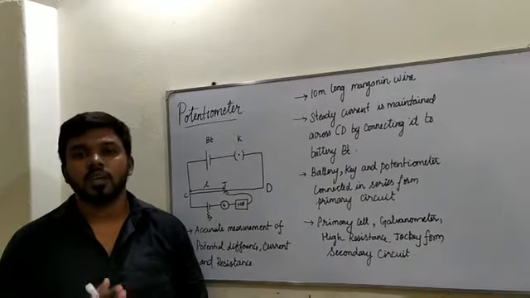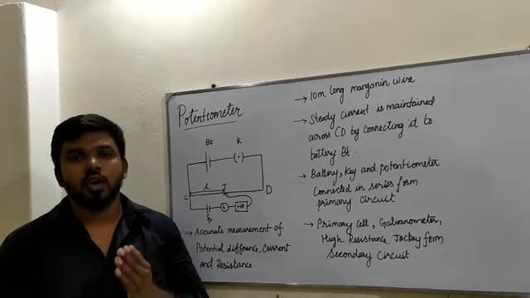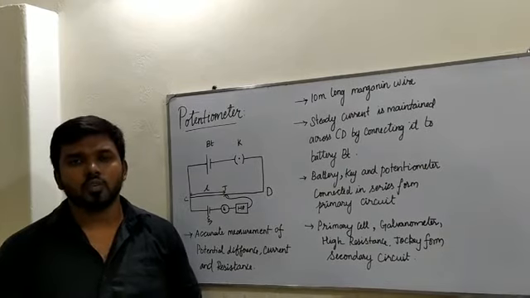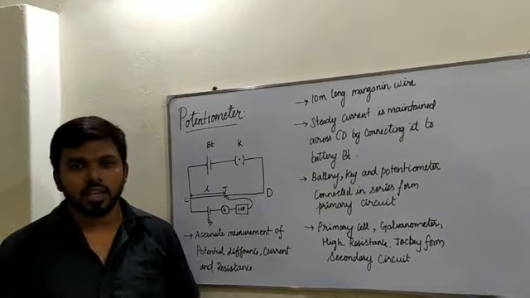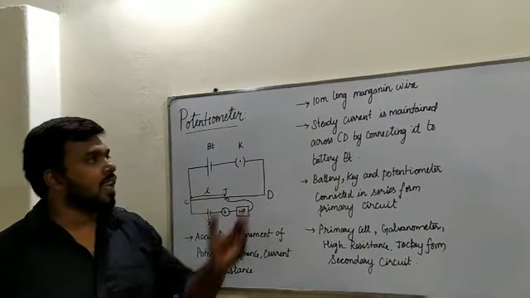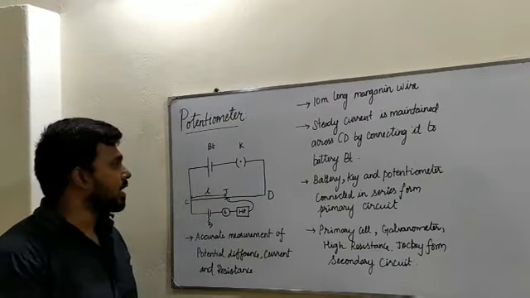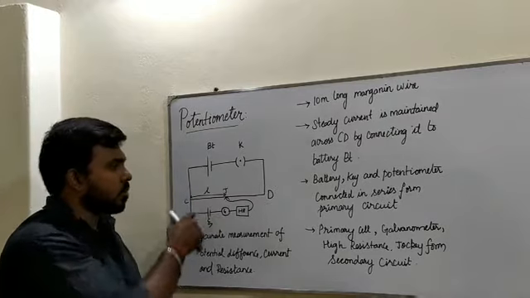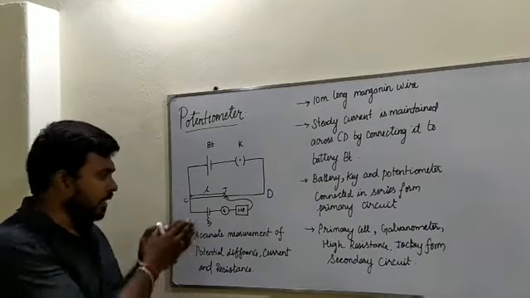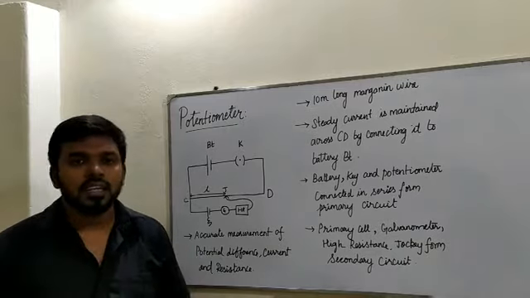Our next topic is potentiometer. Potentiometer is used for accurate measurement of potential difference, current and resistance. Potentiometer consists of 10 meter long manganin wire, stretched in rows parallel, each 1 meter in length. A steady current is maintained across CD by connecting it to a battery BT. The battery, key and the potentiometer are connected in series such that they form the primary circuit. The cell, galvanometer, high resistance and the jockey form the secondary circuit.